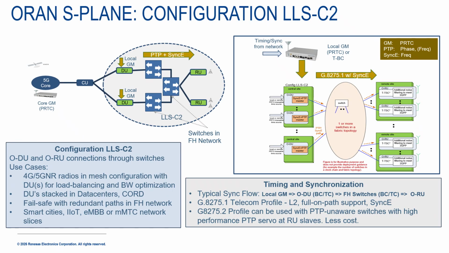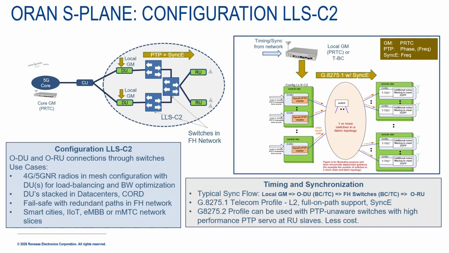Configuration 2 is very similar to configuration 1, except that it allows for some switching within the fronthaul network. Now these switches are normally going to allow you to set up radios in more of a mesh configuration to allow for DU load balancing and maybe some bandwidth optimization. A lot of times these DUs may even be stacked within data centers, and there'll be some fail-safe redundant paths to allow the fronthaul network to use timing from any of the DUs within the network.